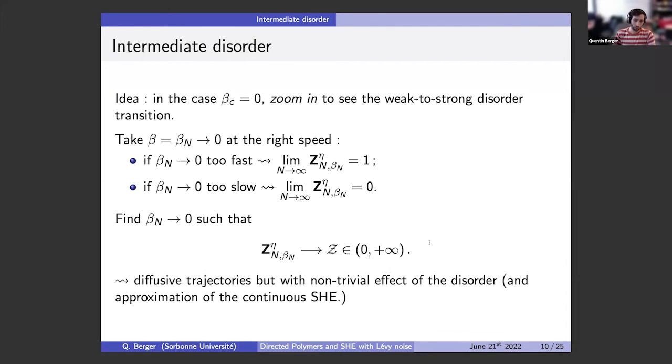Okay, and if you manage to do that, you'll actually be in the correct scaling to construct solutions of the stochastic heat equation. Maybe I'll show you the results afterwards. So, repeating myself, the idea is that you find the correct scaling at which disorder kicks in. It's the exact scaling where you still have diffusive trajectories as for the simple random walk, but you feel the influence of the disorder.